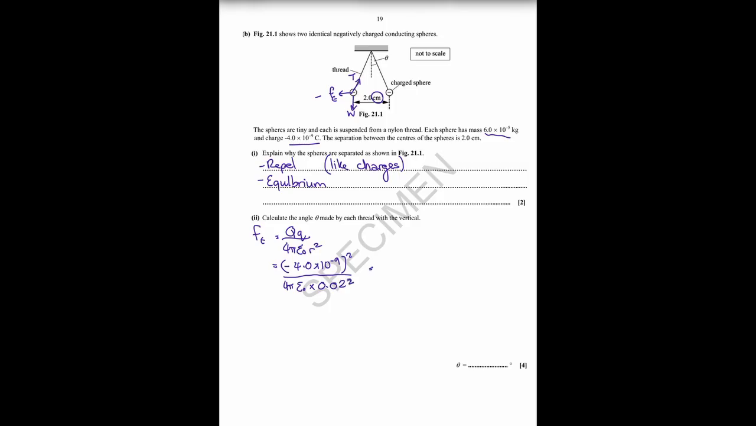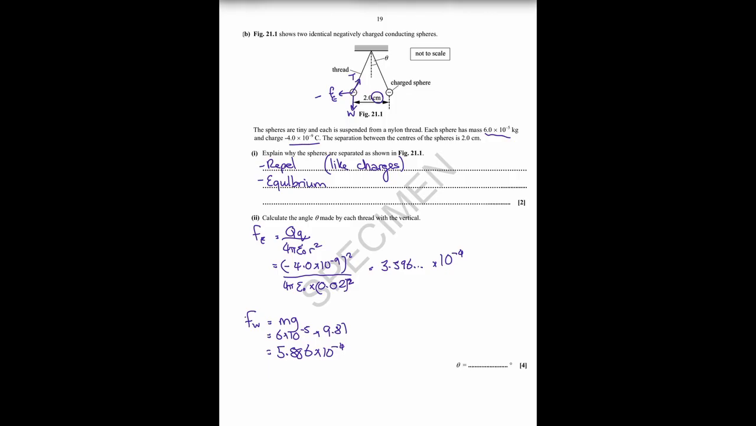I put that in the calculator, and the answer is, that's squared by the way, 3.596... times 10 to the minus 4. Okay, so that's the electric force. Now the force of weight, mg, where m is 6 times 10 to the minus 5 and g is 9.81. So mg is going to be equal to 5.886 times 10 to the minus 4.